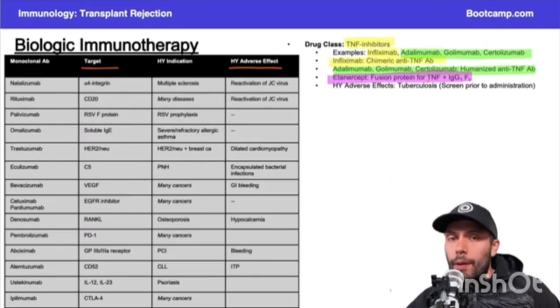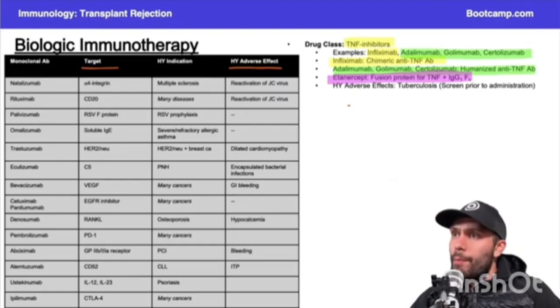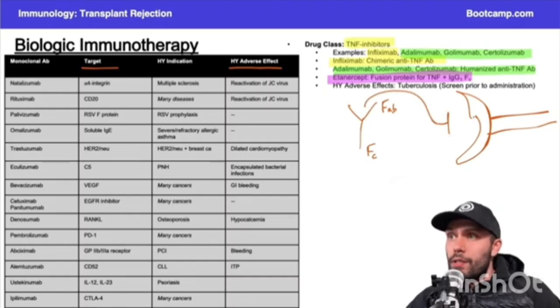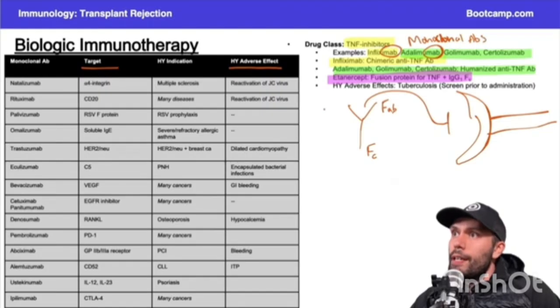Okay, so let's just talk about monoclonal antibodies really quickly here. Remember, monoclonal antibodies are antibodies that have a Fab portion and an Fc portion. So you can imagine if I have some receptor, just like we saw with interleukin-2 and basiliximab, that antibody can bind to the receptor and essentially block it, just like we see with myasthenia gravis. That's basically what we're talking about with monoclonal antibodies. Notice how they all end in -mab, right? Monoclonal antibodies. But when you look at the name of etanercept, you can see that it doesn't have that same suffix.